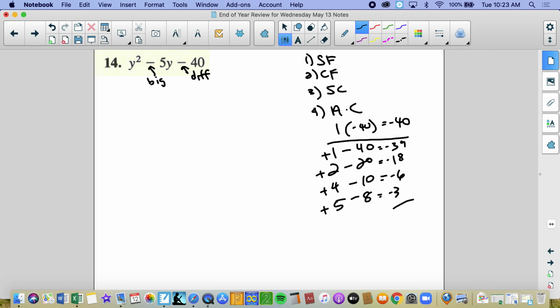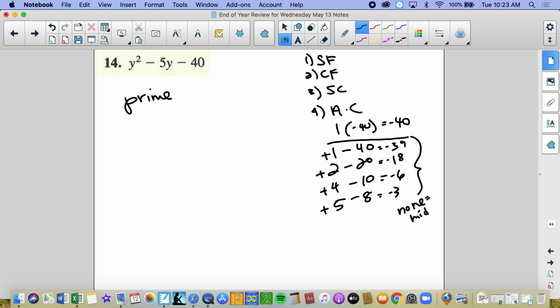So we notice that none of those are equal to negative 5. So none are equal to my middle. So at this point, we would say that this is prime.